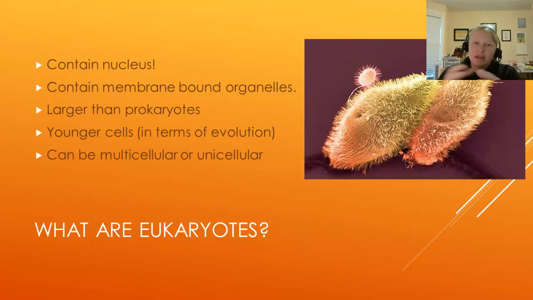And eukaryotes, unlike prokaryotes, can exist as either unicellular organisms, such as protozoa, or can be multicellular organisms, such as you and I. And eukaryotes began as single-celled organisms, but they began to aggregate and work towards becoming those multicellular organisms that are you and me.